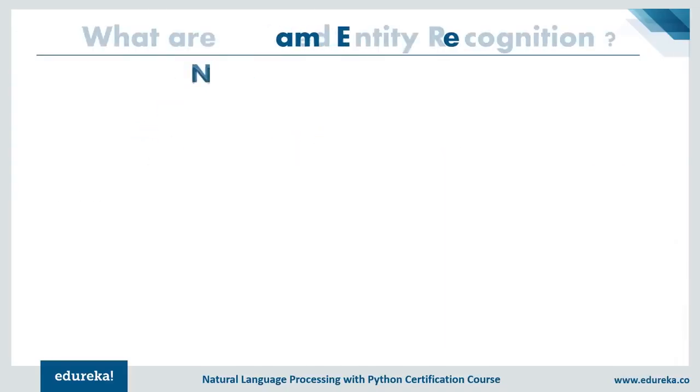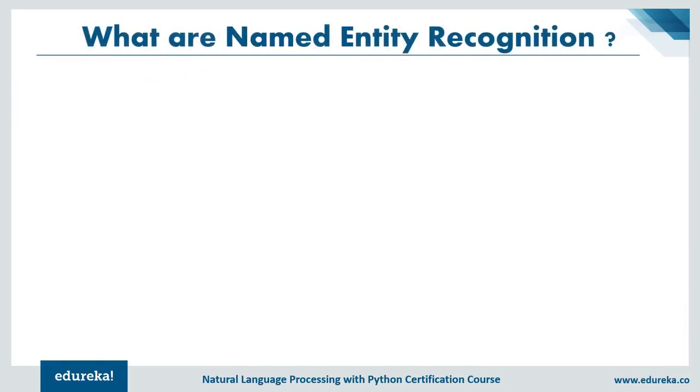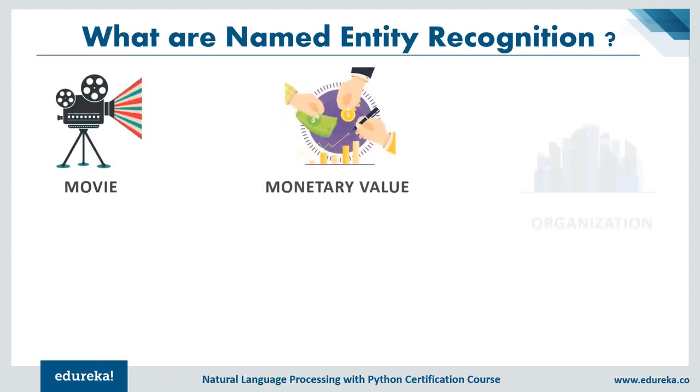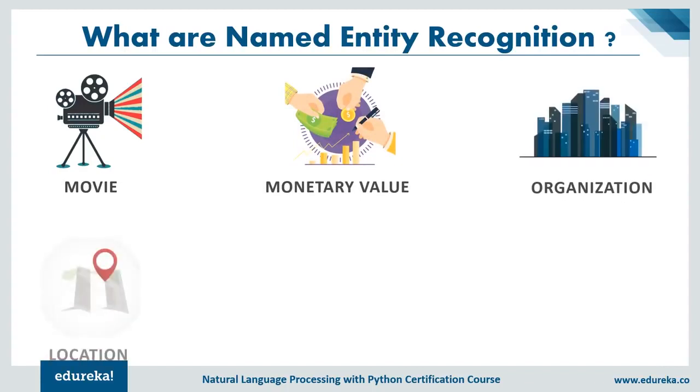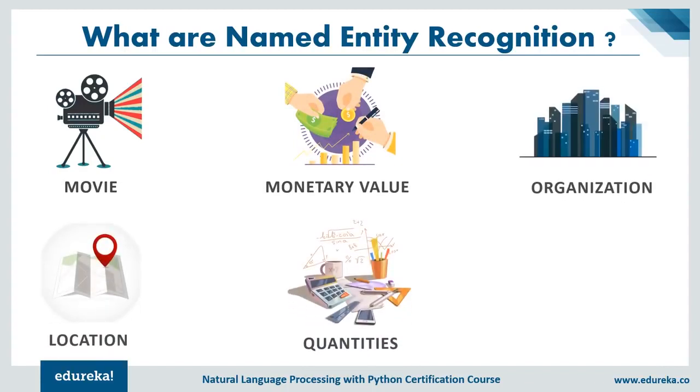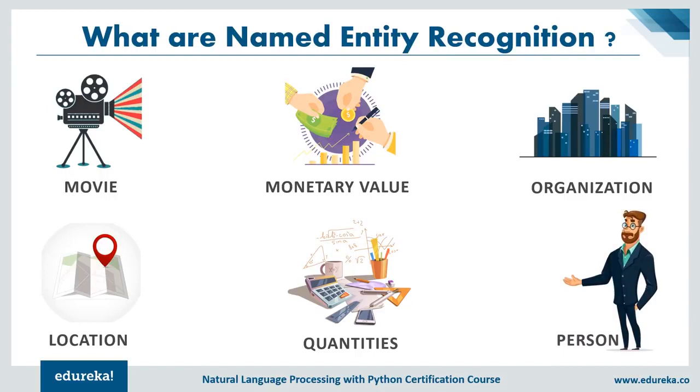Now after POS tagging, there is another important topic which is the named entity recognition. So what does it mean? The process of detecting the named entities such as the person name, the location name, the company name, the organization, the quantities, and the monetary value is called the named entity recognition.